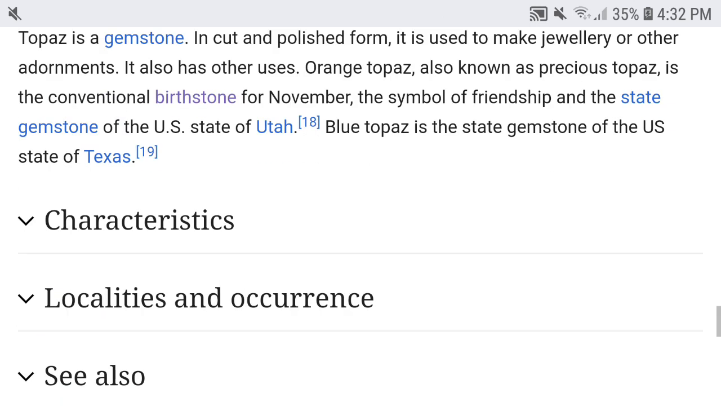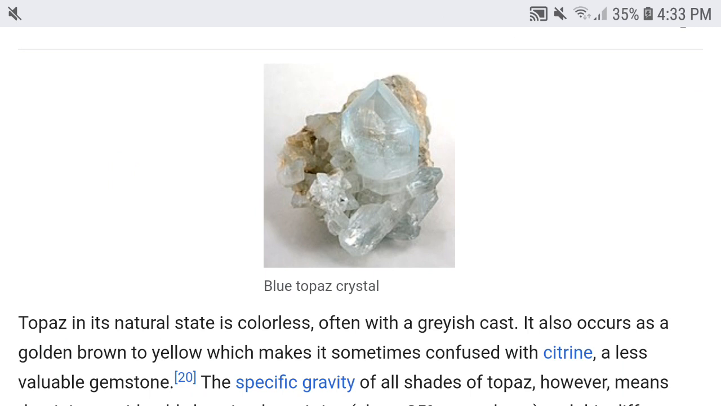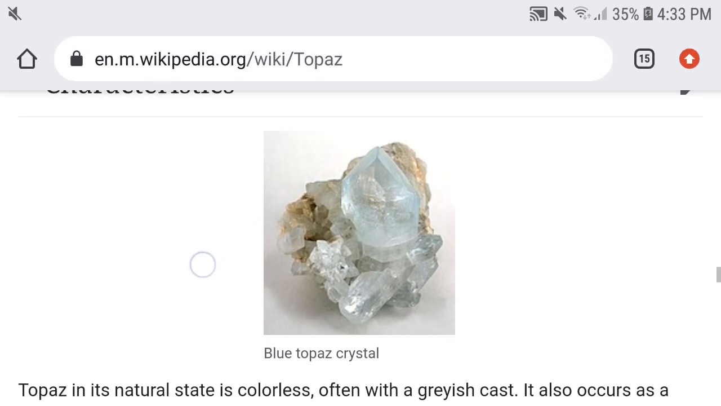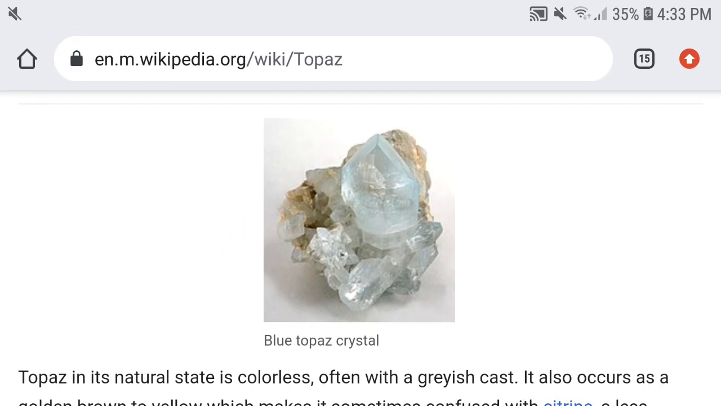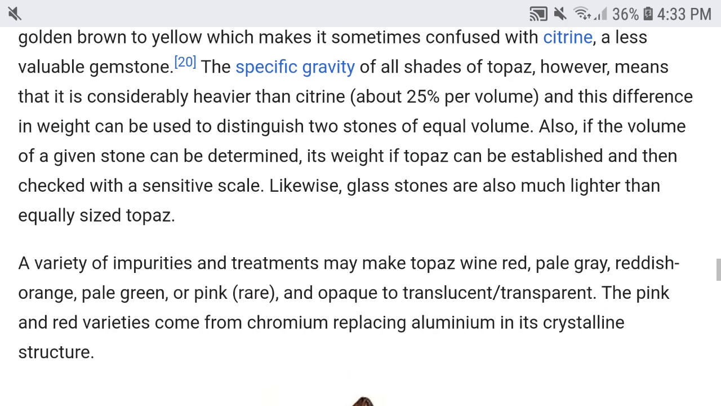Still don't know why. Characteristic will be blue topaz crystal. Okay, so this is the blue one. That's interesting because it's a really light tint of blue though. It's just mostly colorless, I would say, either white or colorless, but more like colorless if you ask me. So that's a slight tint of blue, which is interesting. That slight tint of blue actually makes up the entire name of the blue topaz, which is interesting.